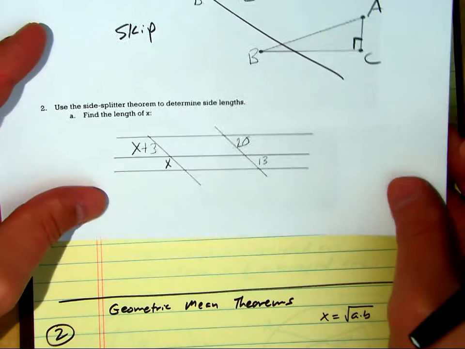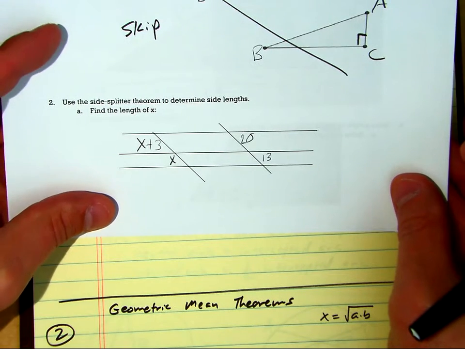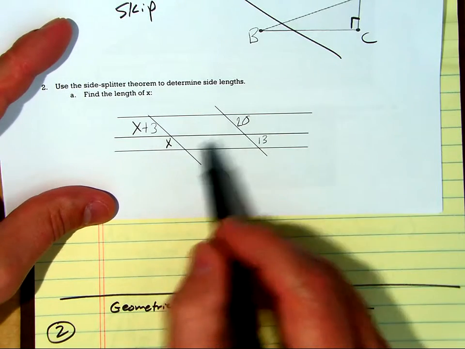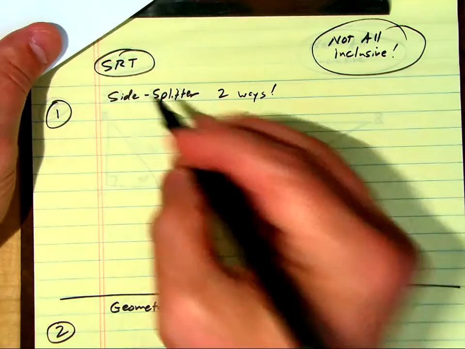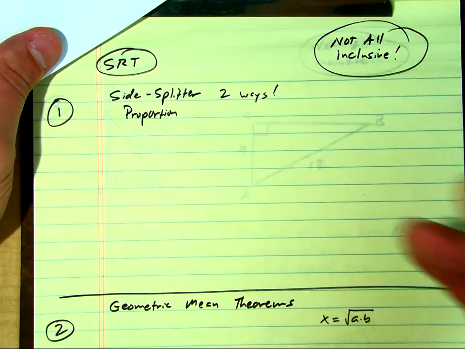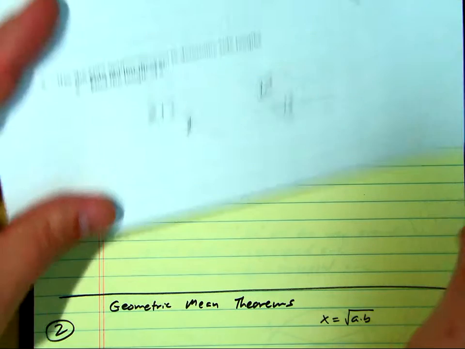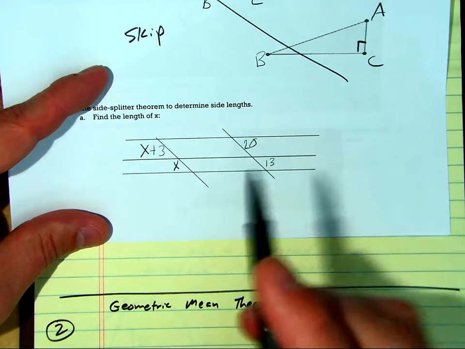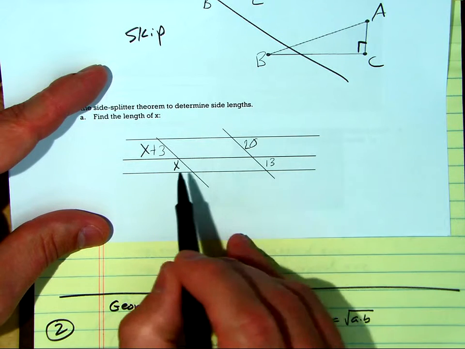For this one, we need to use the side splitter theorem to figure out the length of x. Now, this is the first way to do it. You can set up a proportion. Remember, you're going to set up a proportion to solve, and we've been solving proportions almost all semester long. And you can set this up one of two ways as long as you're consistent. So make sure you're paying attention here as I say this.